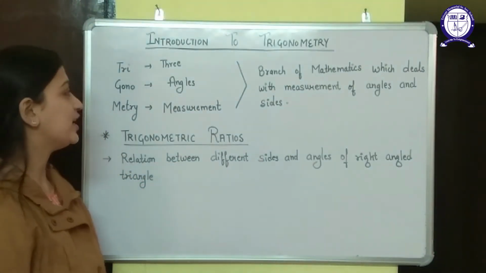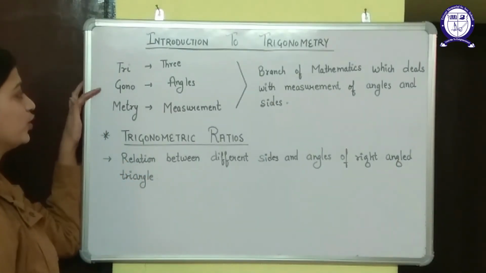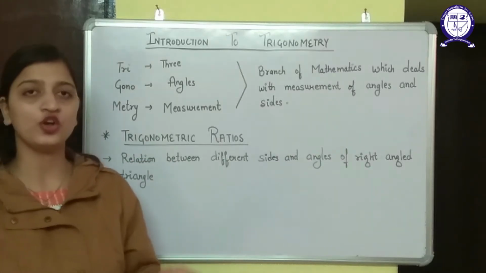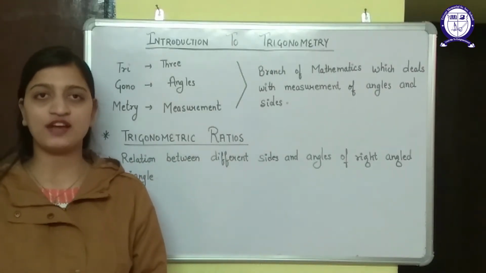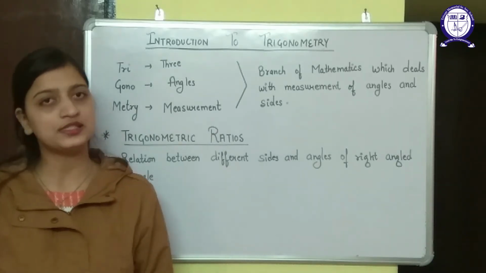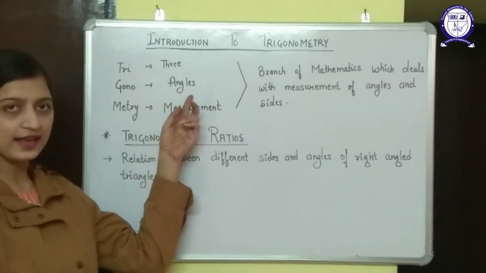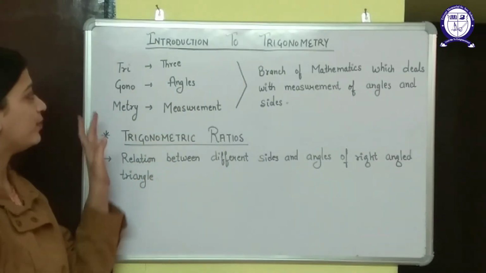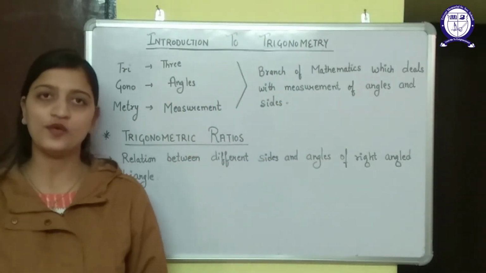Now trigonometry is made up of three words: tri, gono, metry. Tri means three. We all know that. Bisect, trisect, all these are words which we have heard before also. Bi means two, tri means three. So tri means three, gono means angles, and metry means measurement. So the combination of these three words gives us the word trigonometry.